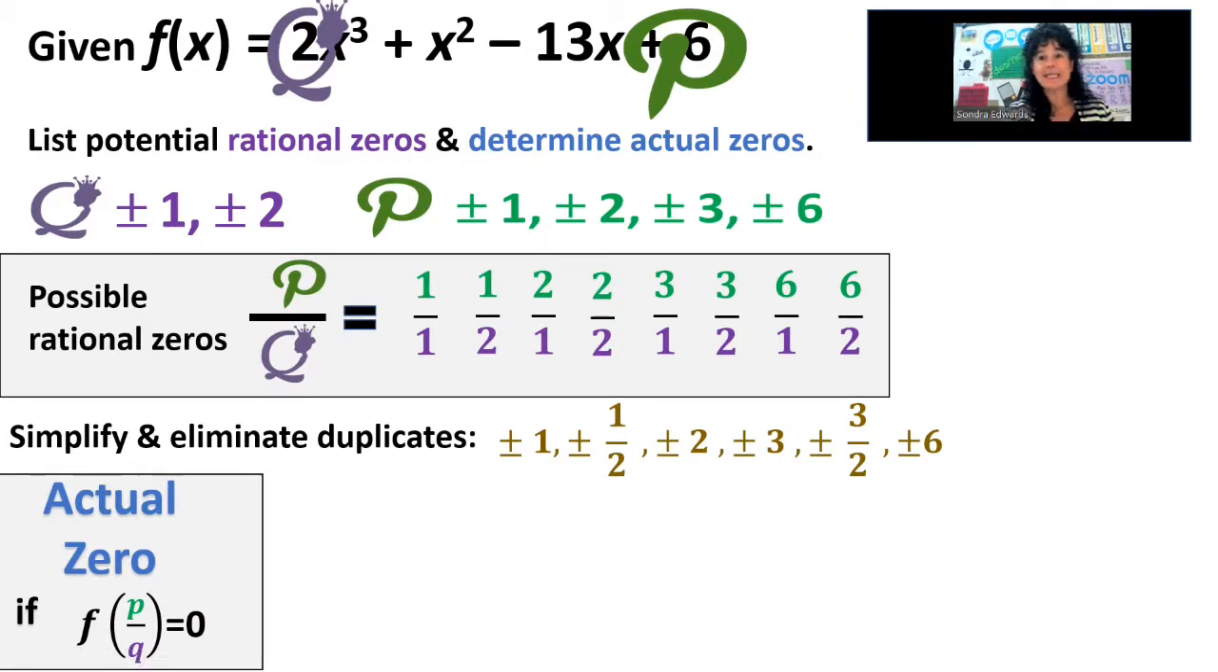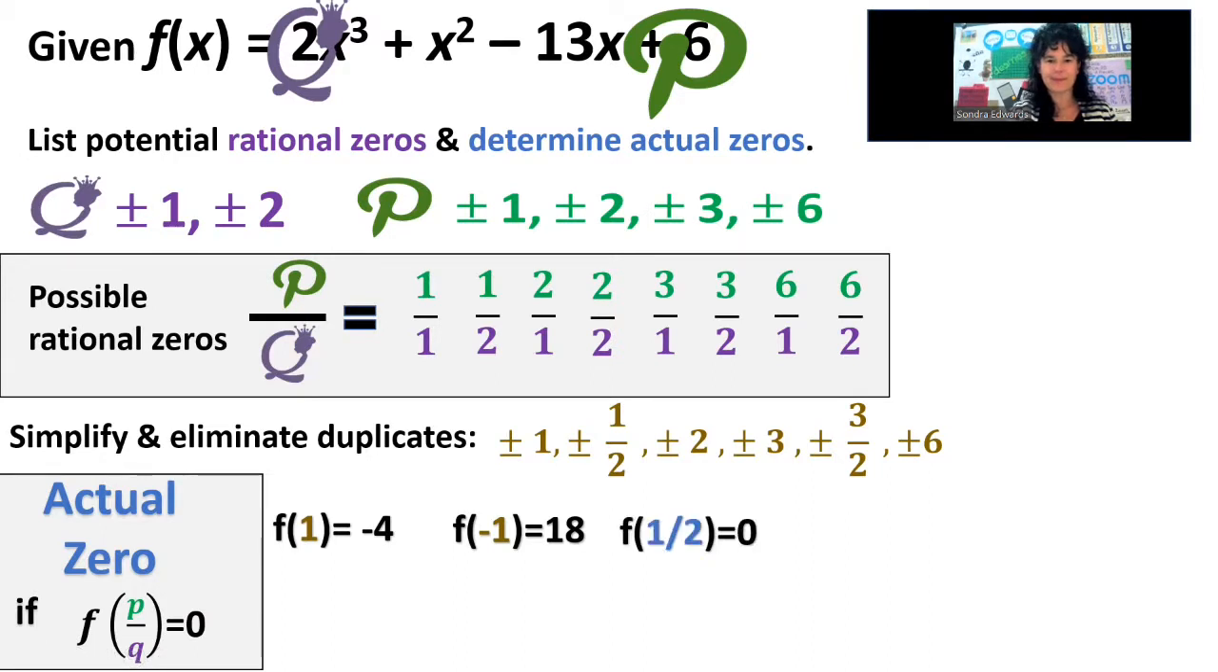All right, so let's get it out. I substitute in 1. 2 times 1 cubed plus 1 squared minus 13 times 1 plus 6 equals -4. Nope, not a 0. I plug in -1. 2 times -1 cubed plus -1 squared minus 13 times -1 plus 6 is 18. Nope, sorry. I substitute 1/2. 2 times 1/2 cubed plus 1/2 squared minus 13 times 1/2 plus 6 is, victory, 0.